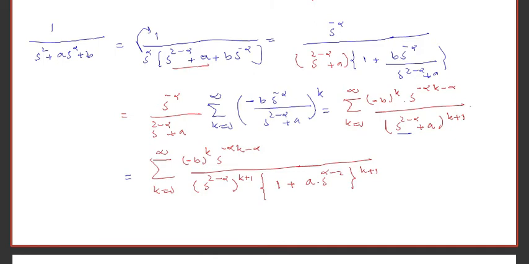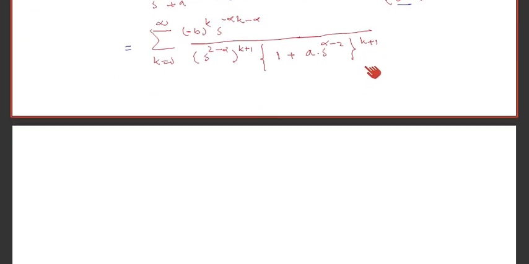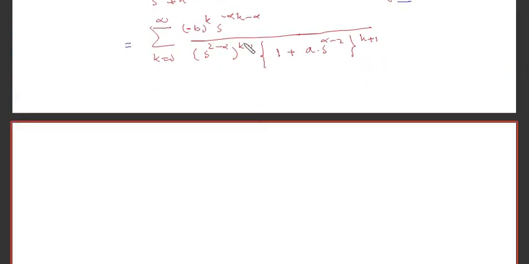Okay, now first we need to observe that this s has two powers, 2 minus alpha and k plus 1, so we will multiply these powers, and multiplying these two powers becomes 2k, and then we have 2, and then we have minus alpha k, and then we have minus alpha.